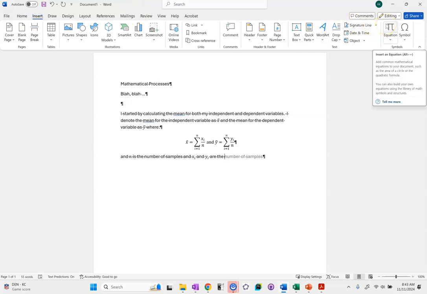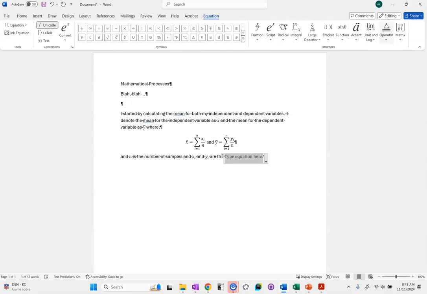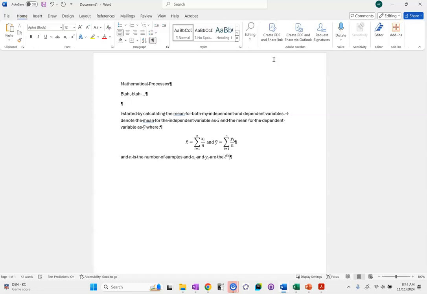So I would say xi and yi are like the ith sample in our data set. So again, I want that i to be script, so I'll go back into equation editor, choose the superscript option, type in the th. I'm going to unitalicize the th.